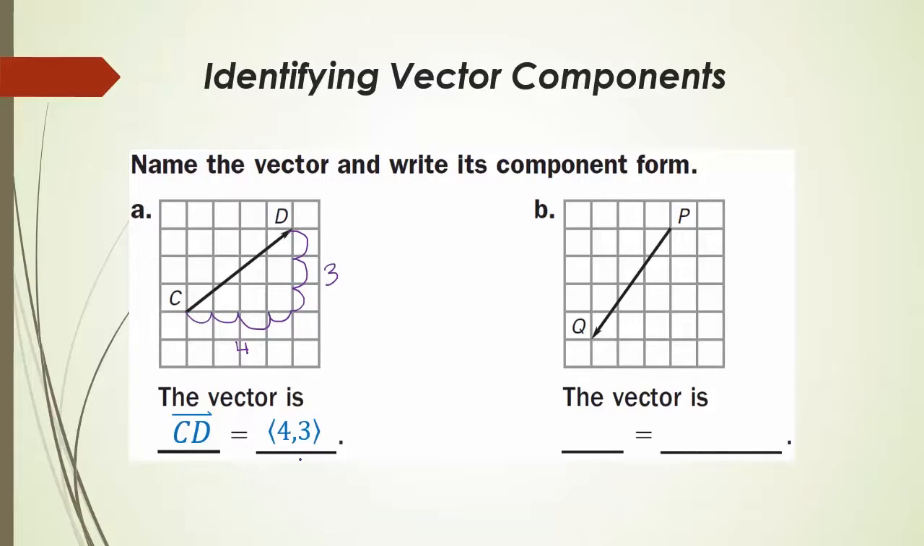For B, our vector is PQ, and for the component form, starting from my initial point going to the terminal point, we are going down. So for the x direction, I'm going to start where P is, my initial point, and move 1, 2, 3 units to the left. Since I'm moving to the left, this is a negative, so this is going to be a negative 3. I'm also moving down in order to get to my terminal point, so my y is going to be 1, 2, 3, 4, negative 4. So my component form is negative 3 and negative 4.